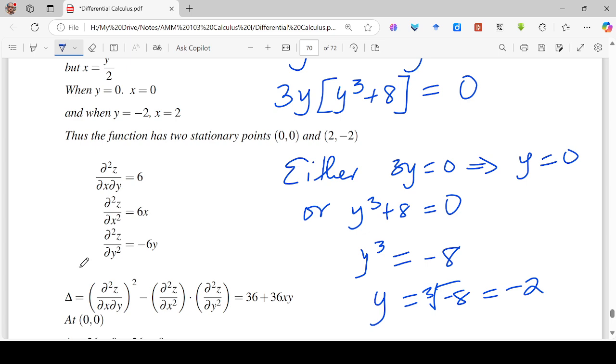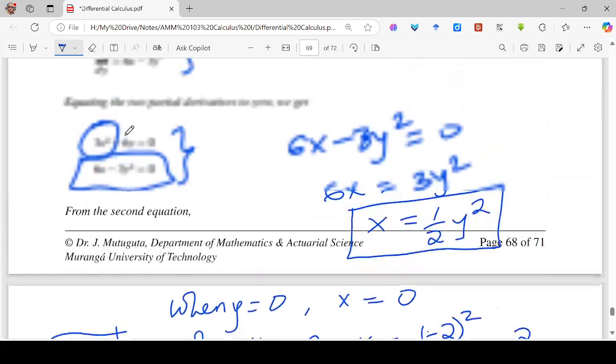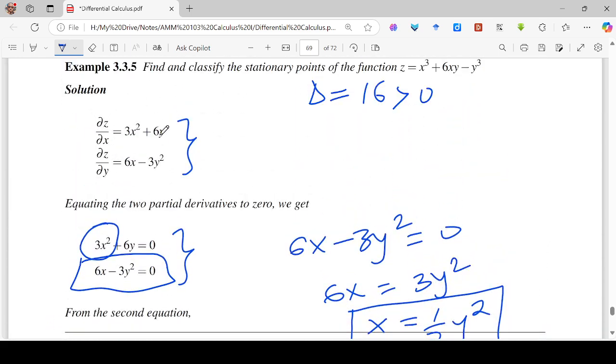So we find the discriminant here, delta. This means that we need first to find the second order partial derivatives. Since we have the first order partial derivatives here, we can differentiate this partially with respect to x to get this. If you differentiate the first equation here partially with respect to x, we get 6x.